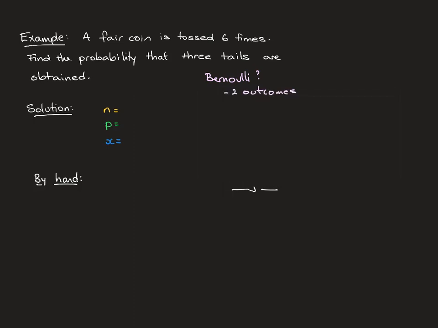So we need to check, do we have 2 outcomes in this experiment? Yes, we do. We have head and we have tail. Is the probability of success constant? Yes, it is. It's a half every time we flip the coin. What is success, by the way, in this question? Let's define that. Find the probability that 3 tails are obtained. So it looks like tails equals success.